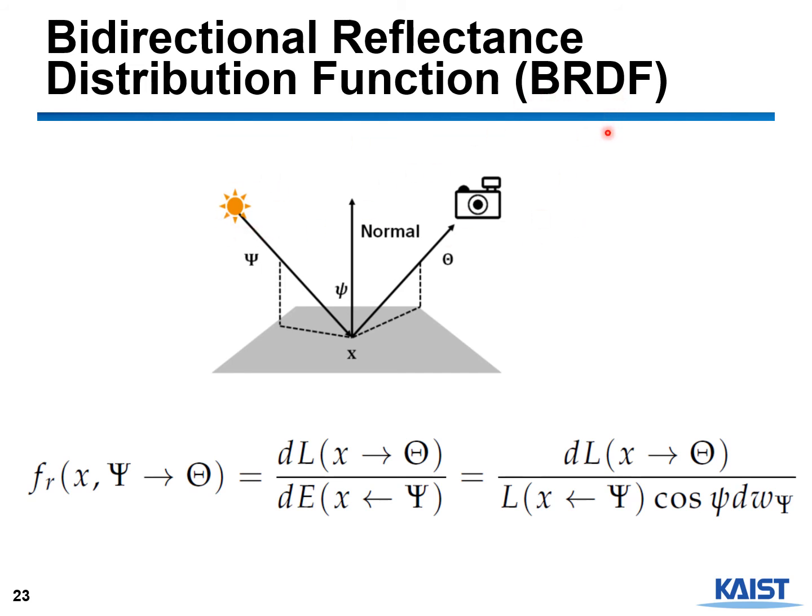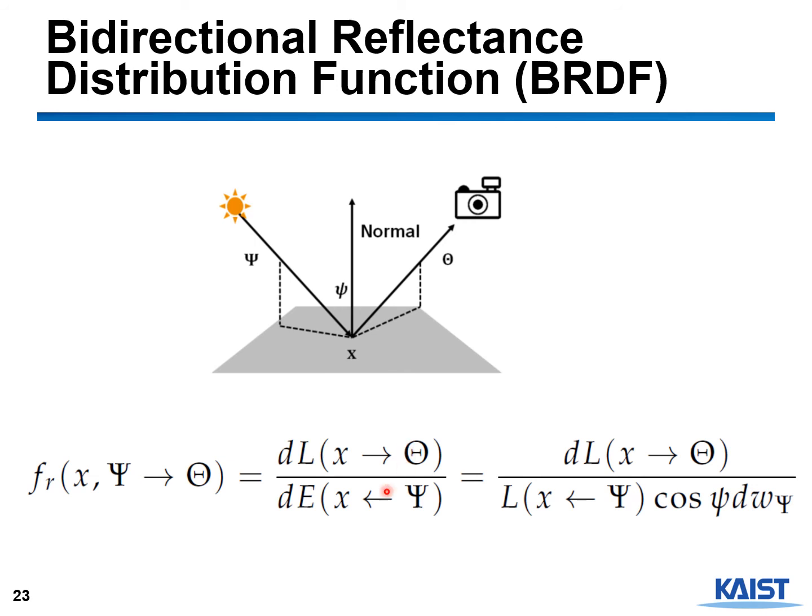Then how can we define this BRDF function? The BRDF here is defined by f_r, where the input is x, the energy coming from the input side, and the outgoing angle theta. This is defined by the radiance value emitting from x to that direction.